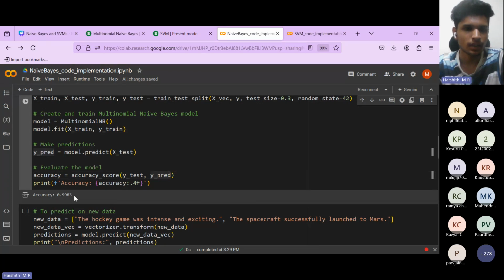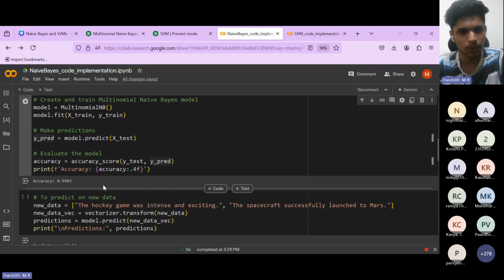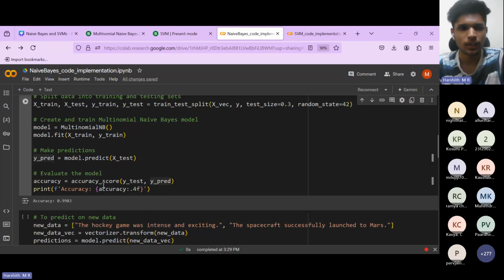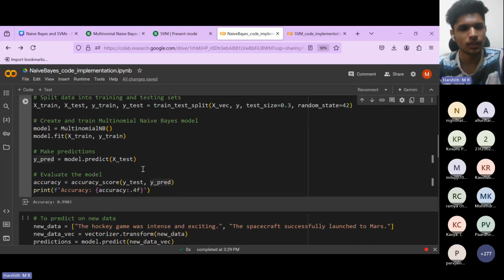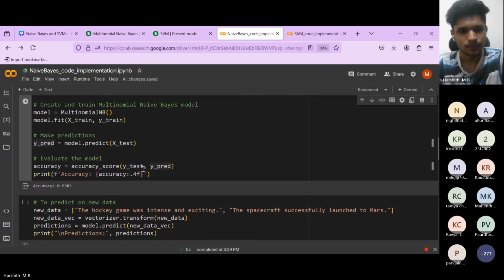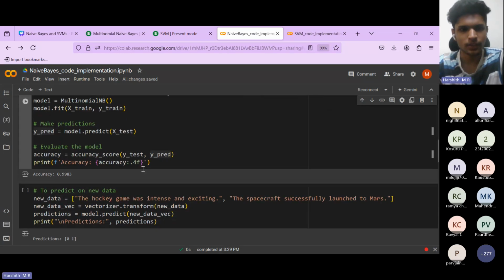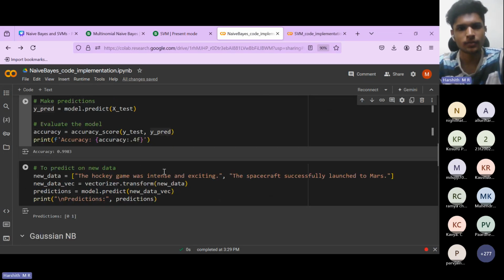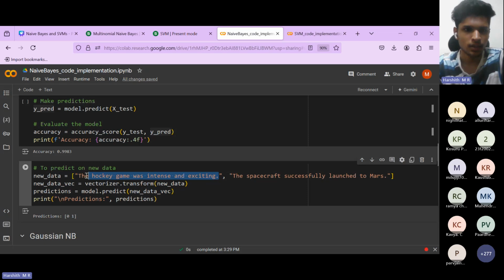So our model has got an accuracy of 99.83%. So I think our model performs fine in doing the classification. So now let's test it on custom data. So we'll pass a sentence related to hockey. The hockey game was intense and exciting. What this should do is classify the sentence as hockey class. And we'll also pass a sentence related to space. The spacecraft successfully launched to Mars. So this is a sentence which is related to space.